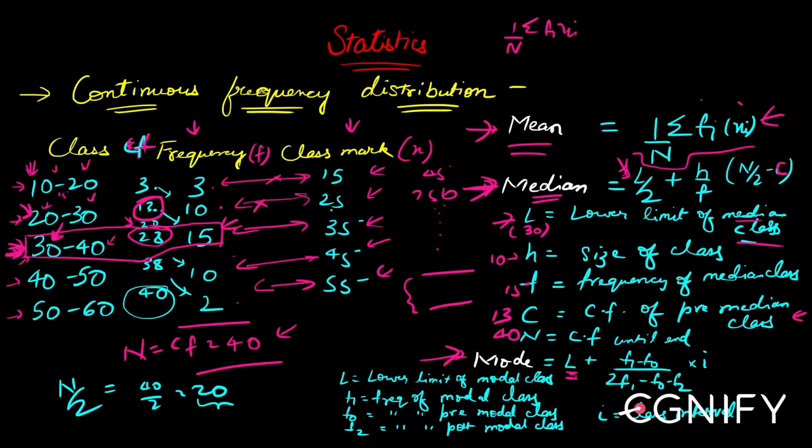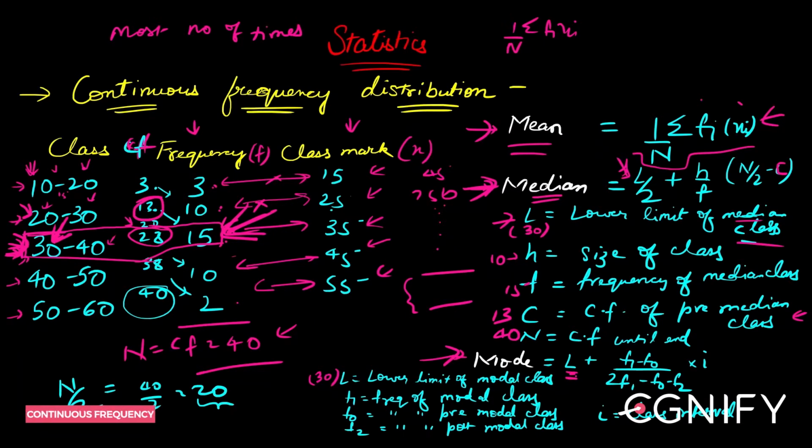How do we get the modal class? So modal class is very easy. What is the meaning of mode? First of all, mode was that data which occurs most number of times. That means it has to have the greatest frequency. Which of these have the greatest frequency? 15, right? 15 has the greatest frequency. So this class, which was your median class, is also the modal class here because it has the greatest frequency. Now the lower limit of that, which is 30. That is your L here. So in this case also your L is 30.